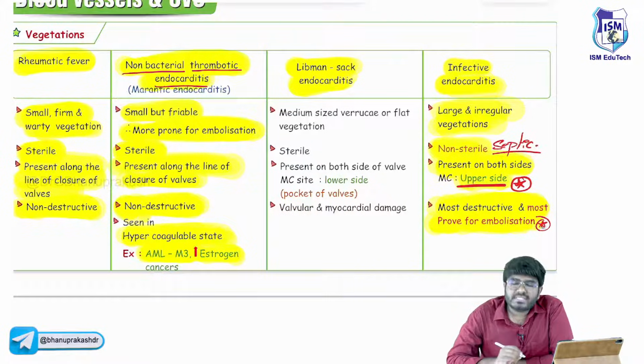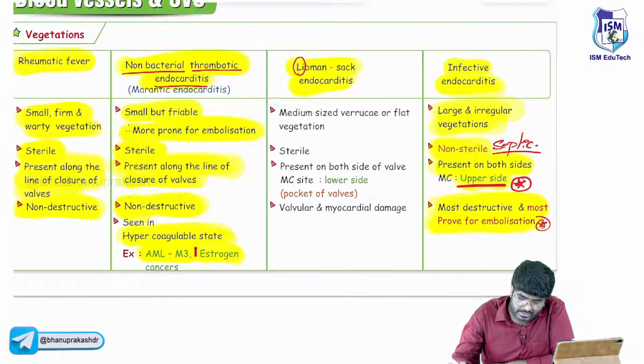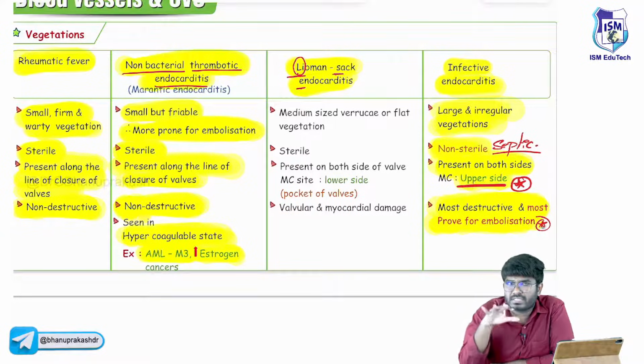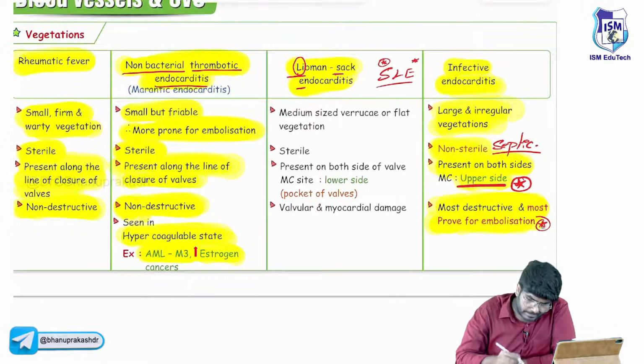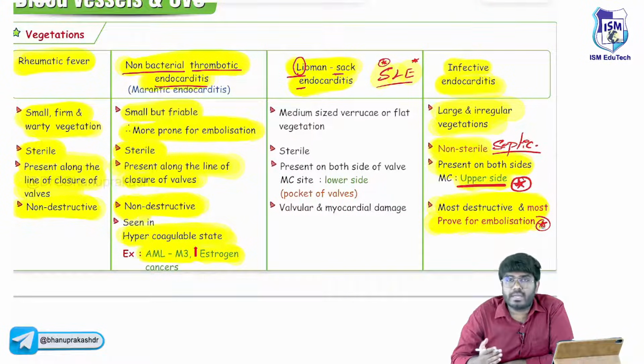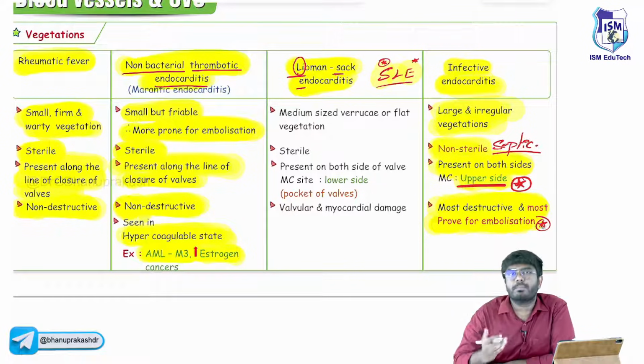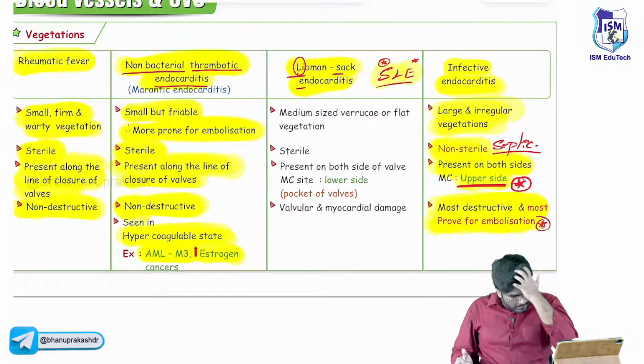Libman-Sacks endocarditis, I remember it like L. L-S-E, right? I just rearrange the name LSE as SLE, systemic lupus erythematosus, an autoimmune condition. So, in this autoimmune disorder, SLE, there will be Libman-Sacks endocarditis. In this autoimmune condition, multiple systems are going to be affected.